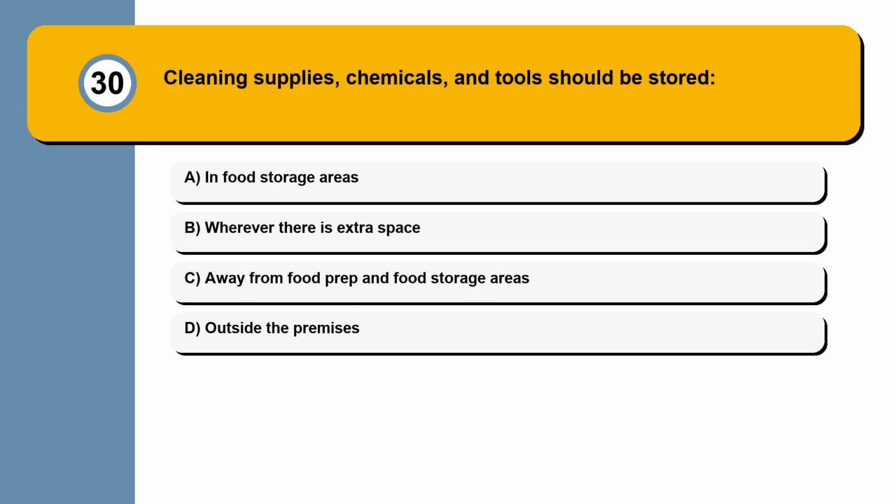Question 30. Cleaning supplies, chemicals, and tools should be stored in food storage areas, wherever there is extra space, away from food prep and food storage areas, outside the premises.